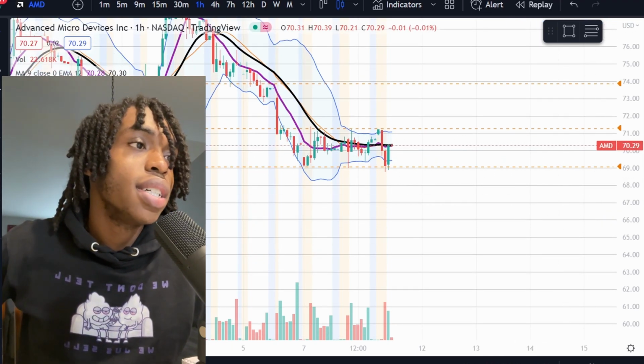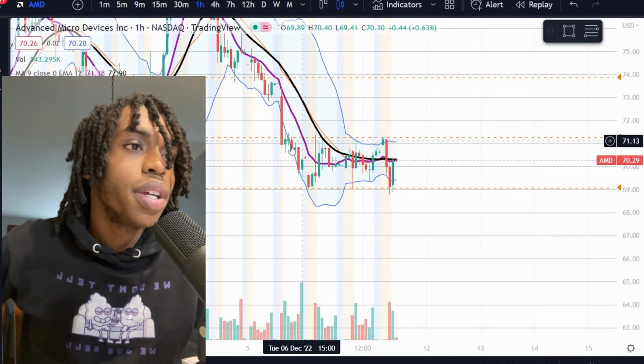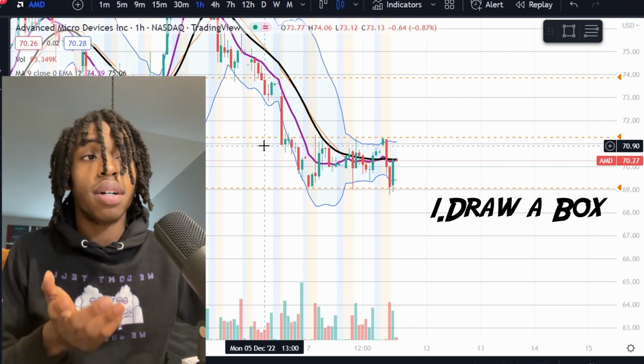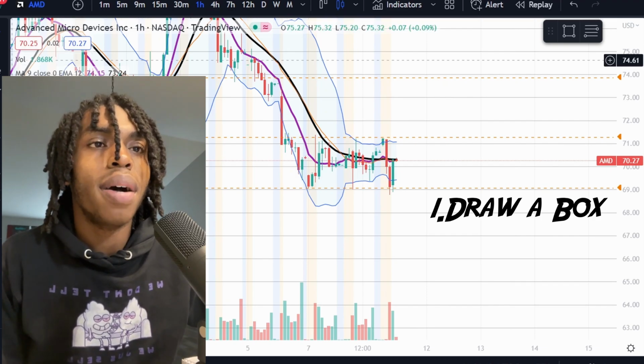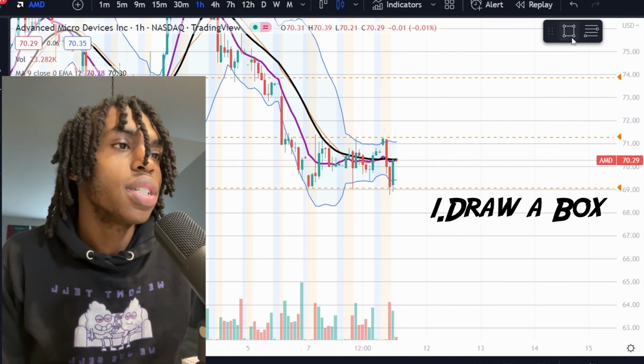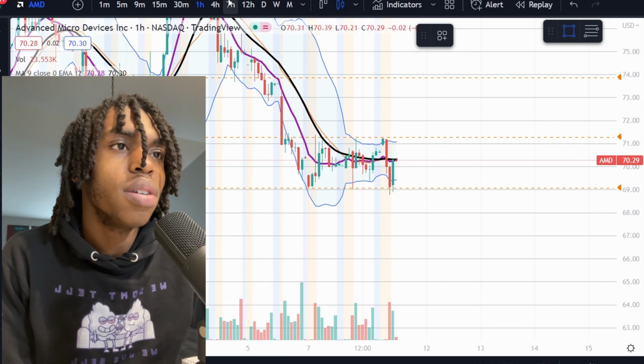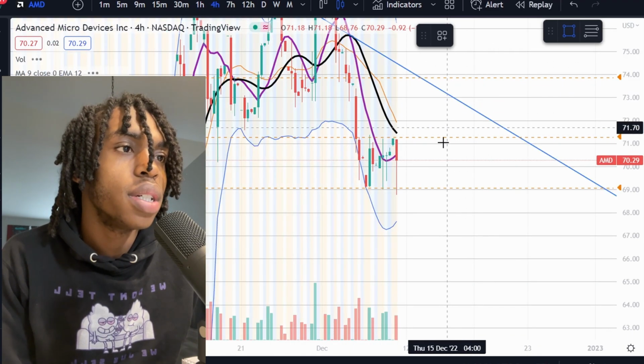You see this range, how it's stuck in between here. The first thing you're gonna want to do is draw a box. On TradingView, you've got boxes. I got mine right here, it's a little rectangle. This is the 1 hour time frame, but we're gonna go to the 4 hour for y'all.